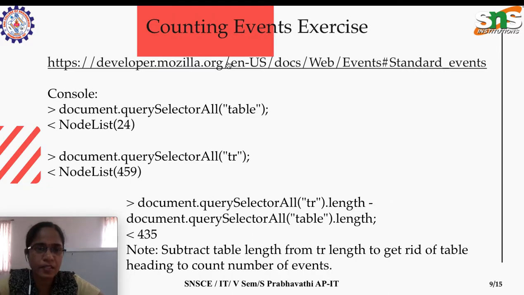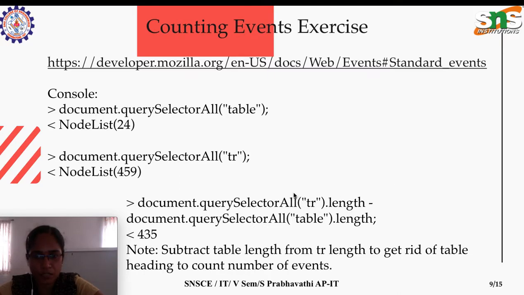And this is one more exercise. So here, counting events. As I told you, I think around 300 different events are supported by Mozilla's developer network. So if you go to this link, you'll get all the events, and here a simple exercise, it counts the number of table rows. So you visit this site and explore it in the console by having these queries, and you'll get to know how many table items are there in this web page, and how many table rows are there, and you could count the number of events.